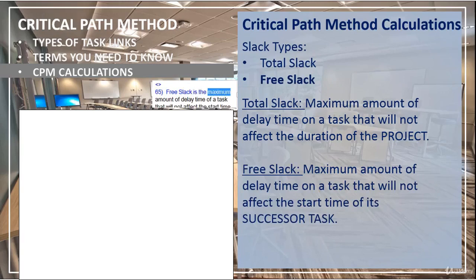Free slack is the maximum amount of delay time of a task that will not affect the start time of its successor task. Therefore, if a task has a delay up to its free slack value, the starting and ending time of its successor task will not change.